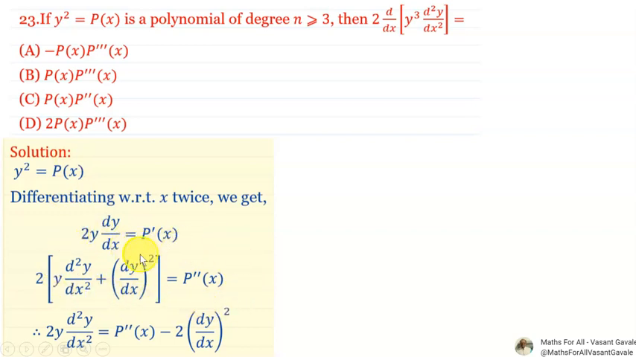Okay. Now again differentiate this with respect to x. That is 2 in bracket. Keep y as it is. Derivative of dy by dx is d2y by dx square plus. Okay. Next, y चा derivative किती येणार तर dy by dx into हा dy by dx. That will make (dy by dx) bracket square. पुन्हा p dash of x चा derivative p double dash of x. Normal simplification इथे करणार. That's 2y into d2y by dx square is equals to p double dash of x minus 2 into (dy by dx) bracket square.